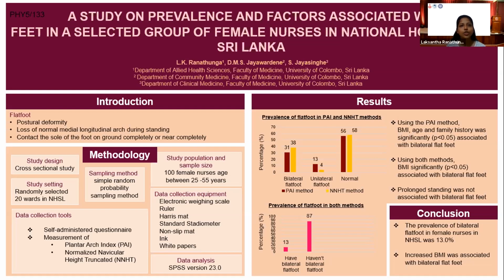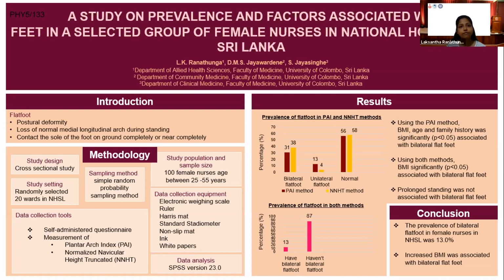According to the data analysis, the PAI showed that 31% had bilateral flat foot and 13% had unilateral flat foot. However, the NNHD method showed that 38% had bilateral flat foot and 4% had unilateral flat foot. There were 13% who were found to have bilateral flat foot from both methods, although no factors were found to be significantly associated with flat feet on the NNHD method.